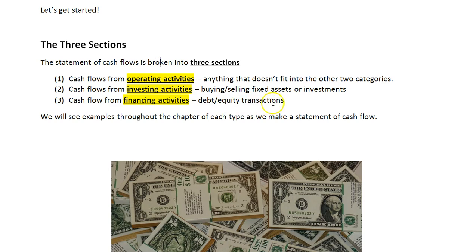It's easier to start kind of at the bottom. Financing activities will be debt and equity transactions. So buying bonds, selling bonds, issuing bonds, buying bonds back. Those type of transactions are financing, and equity transactions, issuing stock type transactions, or paying a dividend will also go in this financing. So we think anything related to debt or equity transactions.